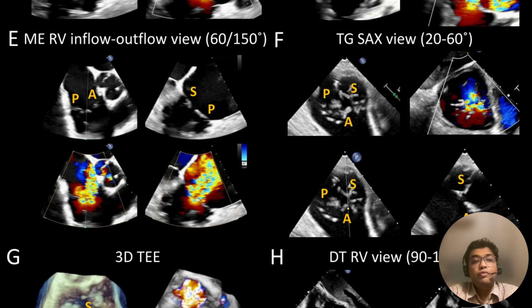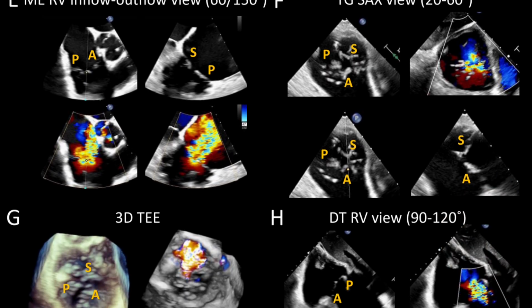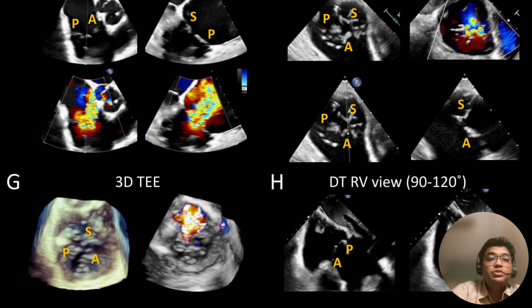And further, in a 3D TE view, it is just similar to your transgastric SAX view. So here is your anterior, this is your septum, this is your posterior, and this is the septum of your interventricular septum. And deep transgastric RV inflow view, where you can see over here, this is your anterior and your posterior leaflet.